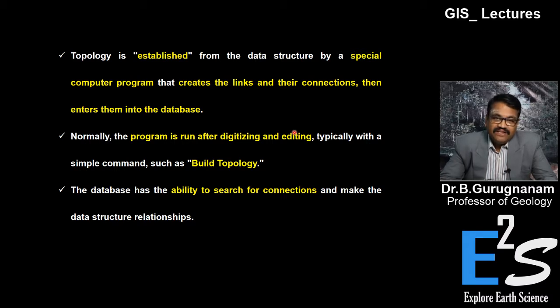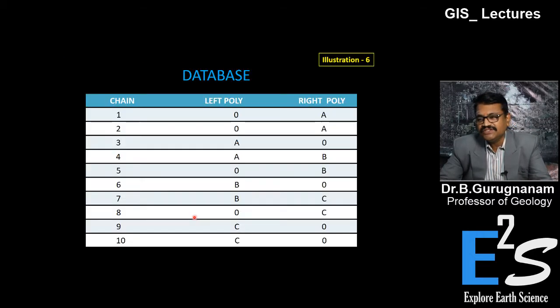You cannot establish analytical power there. This topology helps us understand by using the build topology concept. Simply you give the command build topology, and it will automatically do that. The database has the ability to search for connections and make the data structure more meaningful, finding out the relationship between each other. And this is how it is: chain 1, left poly 0, right poly A.